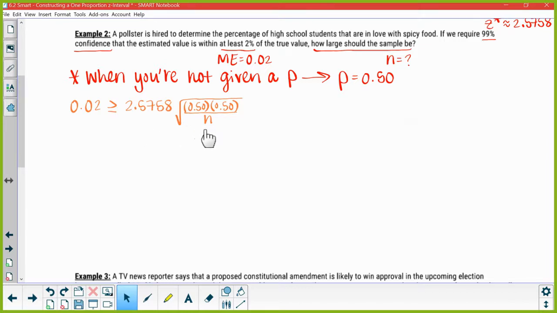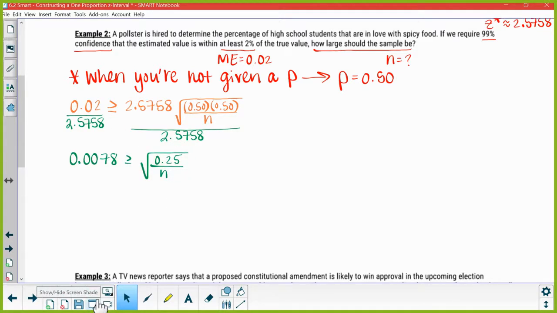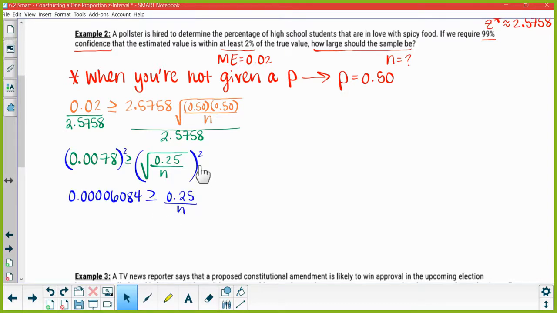So the first thing you're going to want to do, I want to get n by itself. So I'm going to divide on both sides by 2.5758 because that's going to get rid of that coefficient. So this gives me, and this is a rounded number, approximately 0.0078 is greater than or equal to square root of 0.25 over n. The next thing I want to do is I want to square both sides to cancel out my square root. This gives me approximately 0.00006084 greater than or equal to 0.25 all over n.